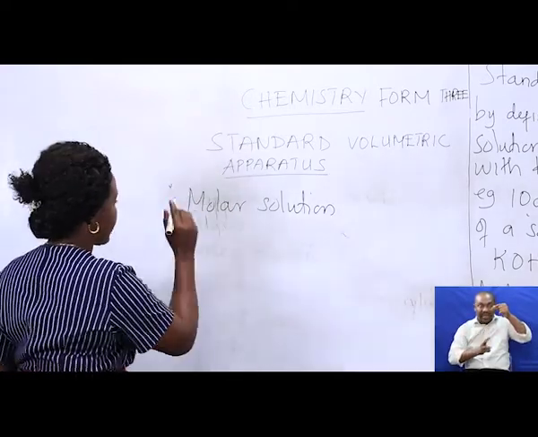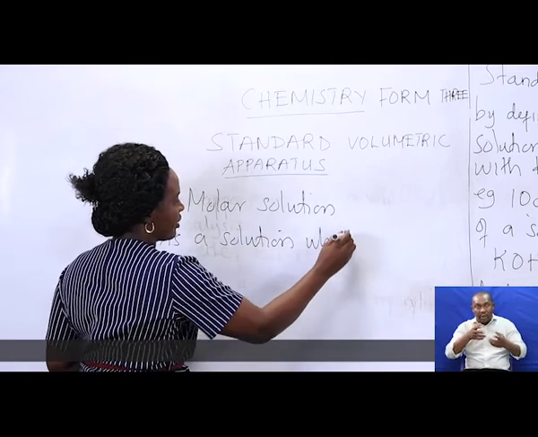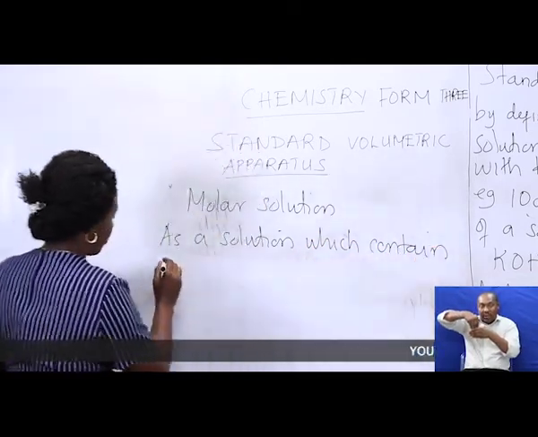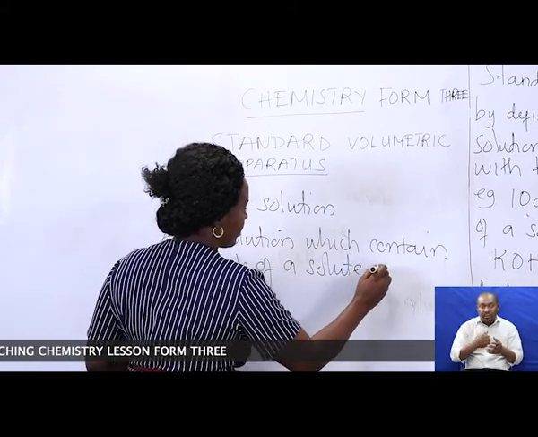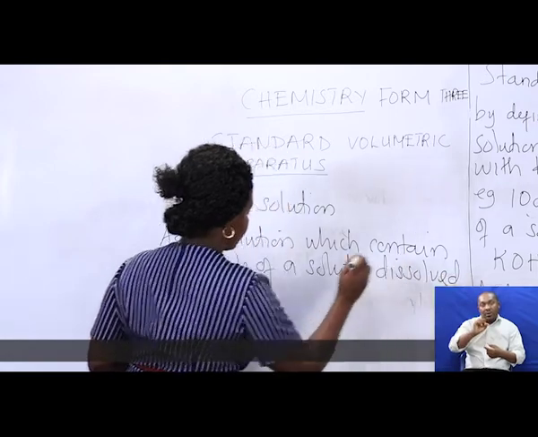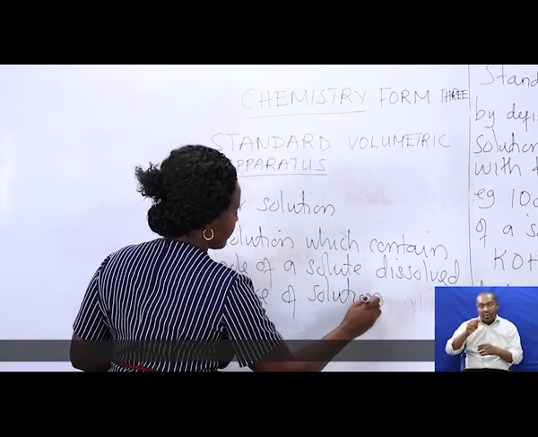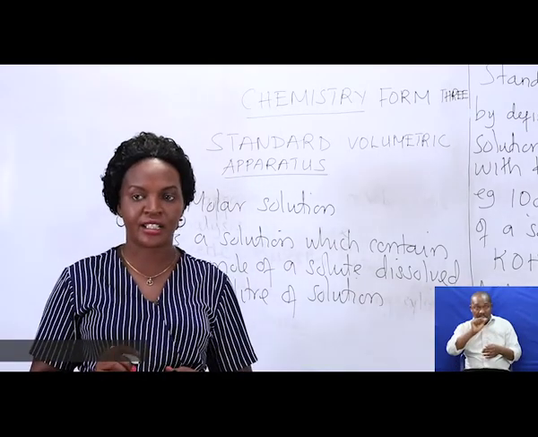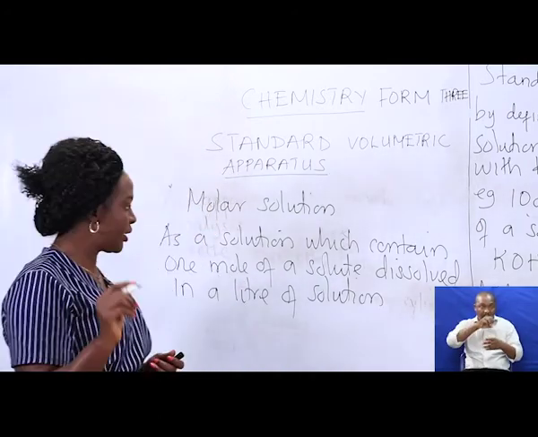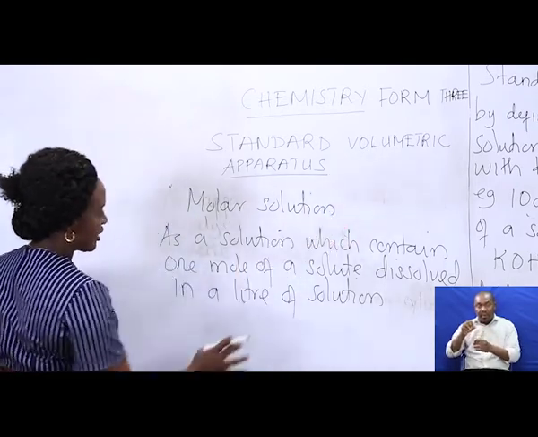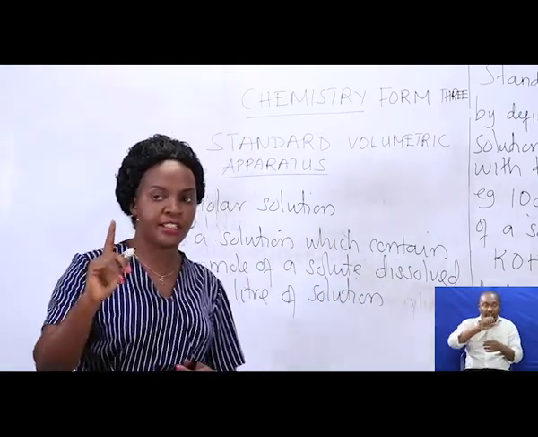So a molar solution, we can define it as a solution which contains 1 mole of a solute dissolved in a liter of solution. That is a molar solution. A solution which contains 1 mole of a solute dissolved in a liter of a solution, that is the molar solution. We can define it as the solution which contains 1 mole of a solute dissolved in a liter of solvent.